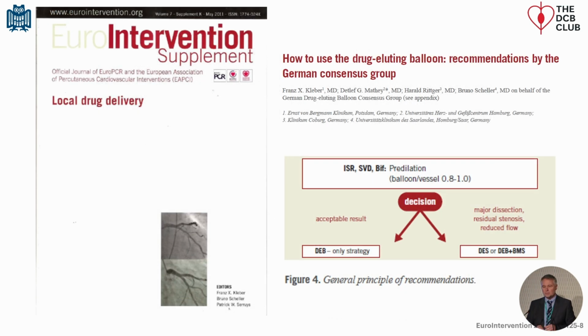And this was then the first publication of this. We had the first Berlin meeting in 2010 for DCB, and with the help of Patrick, we can then do a supplement in EuroIntervention where we summarized many of the reports from this meeting. And one was this recommendation, the first recommendation, to start with pre-dilatation, now we call it lesion preparation, and then decide between DCB and stent treatment.